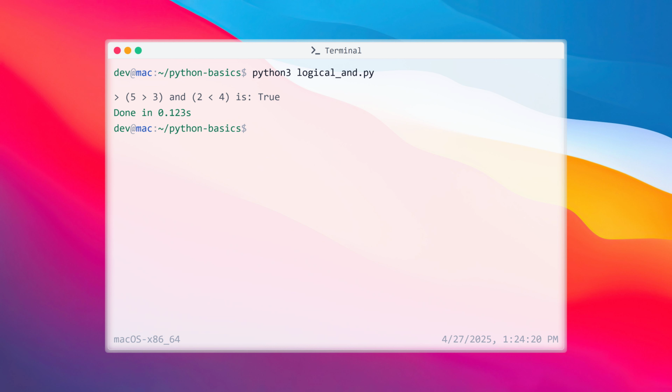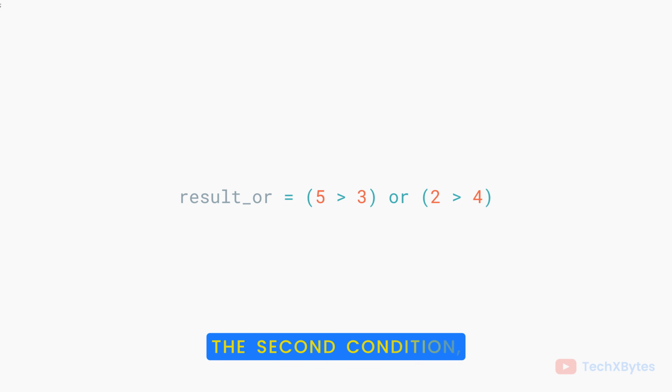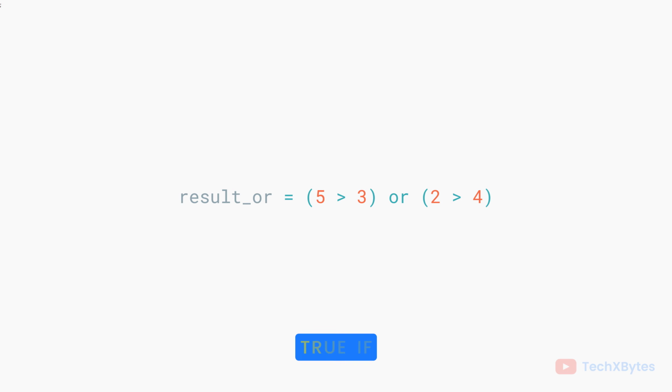Now, let's look at another logical operator called OR. The OR operator is another logical operator that combines conditions. Let's start with the condition 5 greater than 3. Now let's add the OR operator. And let's add the second condition, 2 greater than 4. The OR operator returns true if at least one of the conditions is true. It only returns false if all the conditions are false.